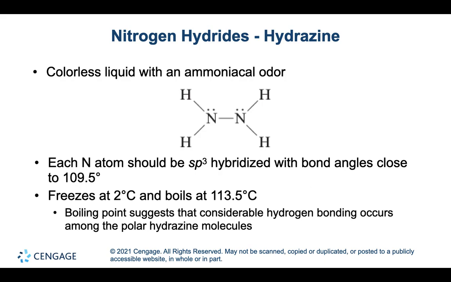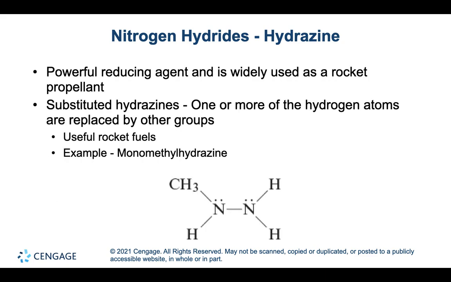Another form of nitrogen hydrides is hydrazine. This is similar to NH3, but it's N2H4. It's also sp3 hybridized and has lone pairs on the nitrogen. The high boiling point shows that it tends to be hydrogen bonded. Hydrazine is used, I believe, for rocket fuel. It's a powerful reducing agent and used in rocket fuel.